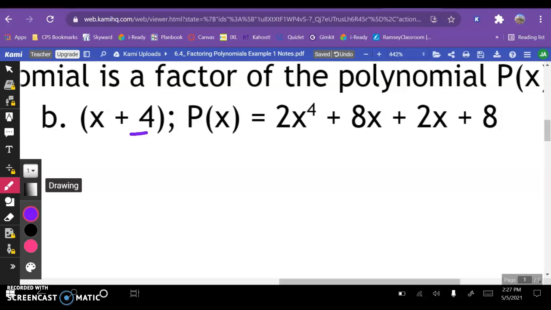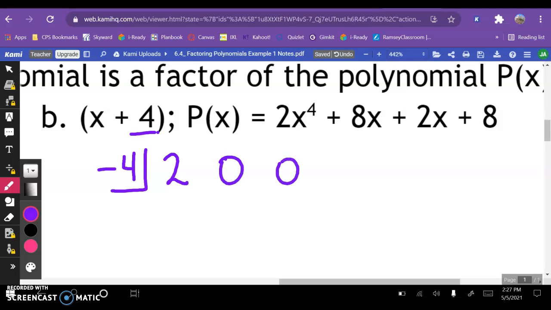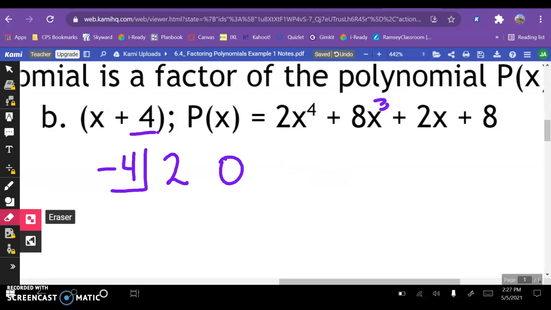So this a value is actually negative 4. And then write our coefficients out, 2, and then that's x to the 4th. We need x to the 3rd. We don't have x to the 3rd, so that's a 0, and we don't have x to the 2nd, so that would be a 0 as well. Oops, I messed up that whole equation. This is actually a 3, and so that's going to change some of this here.